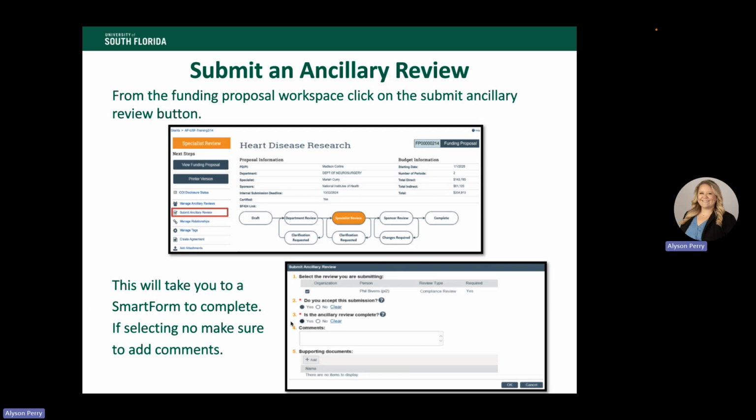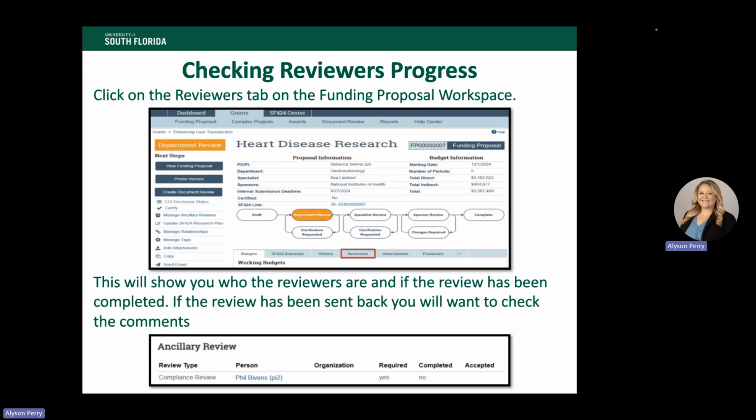Number 3 is going to clear it from their queue. Now, if they select yes and it's not in their queue, they can still find it as long as they're associated to the proposal. If they select no, they're no longer going to be able to view it in their inbox. And then they would also leave any comments and documents as needed. Now, I showed you where you could check your department and SRA reviewers' progress, but after you add an ancillary review, they will also show up in that reviewers tab for you to be able to track.